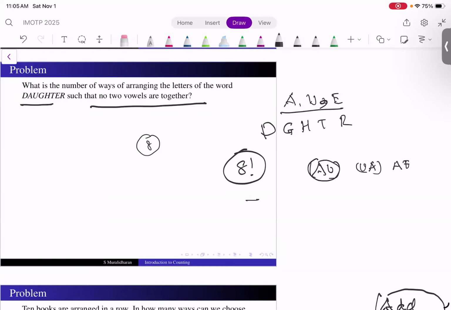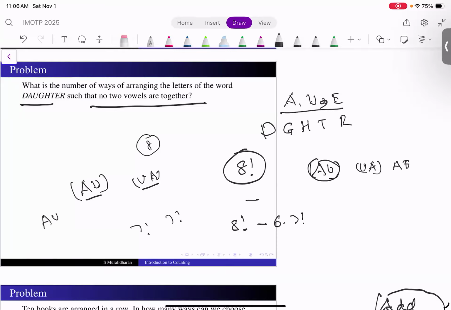How many of them have AU together, in this order? We can consider them as one unit, so 7 factorial. And the other one, UA, is also another 7 factorial. Similarly, the same with AE and EA, and that is also 7 factorial. So from 8 factorial, I have to subtract this one 7 factorial, this another 7 factorial, and then 6 times 7 factorial.